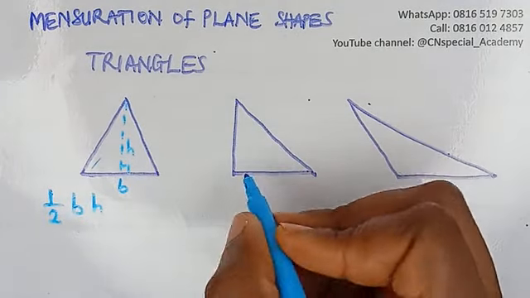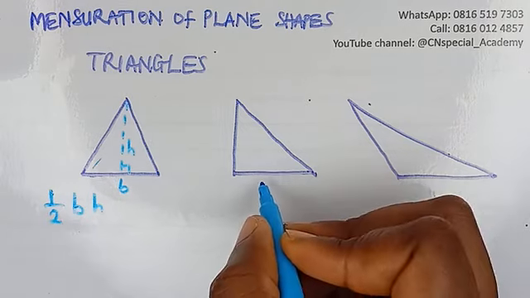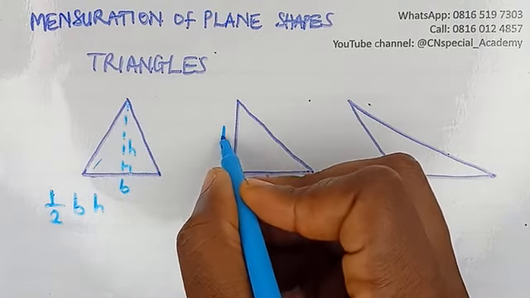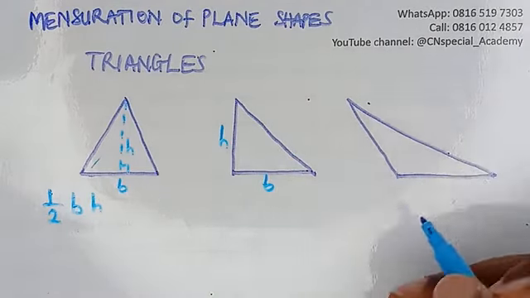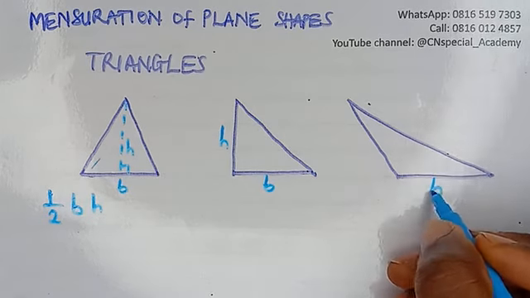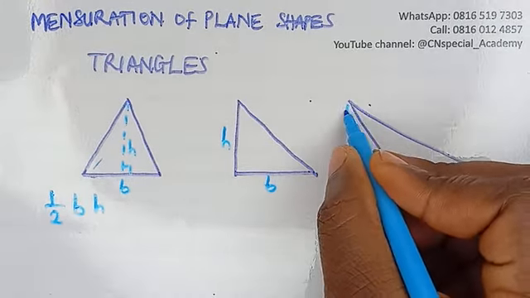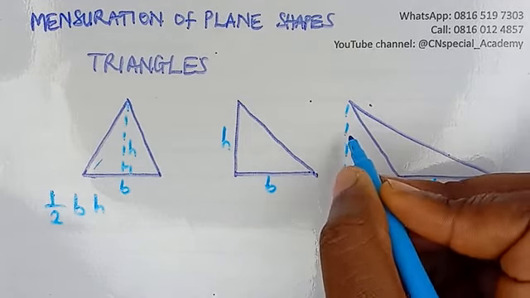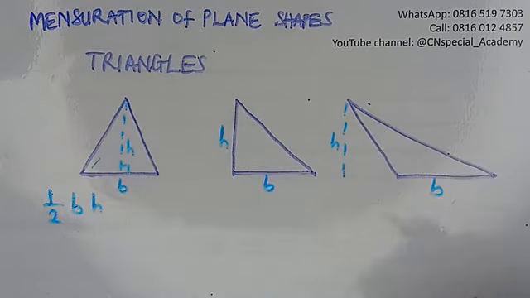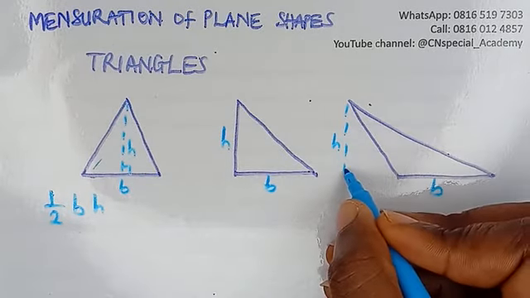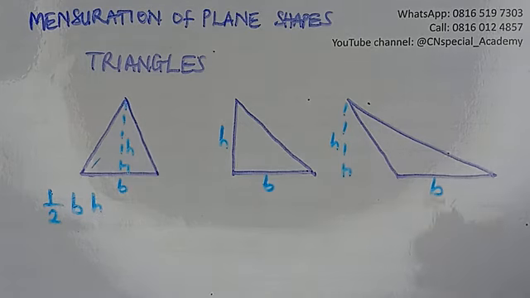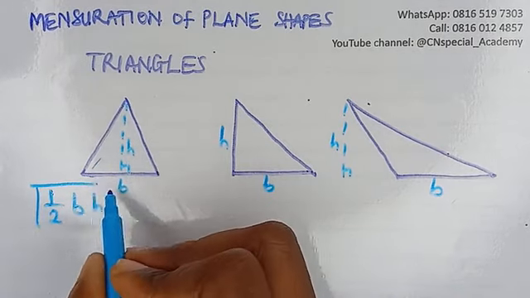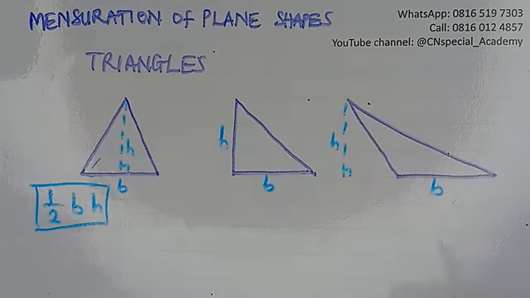For this other triangle, this is of course the height, and therefore this is the base. So still half base times height. Now for this other triangle, if we take this place as the base, then this is the height. The height is always perpendicular to that line we call the base. So this is the most popular formula for area of a triangle.